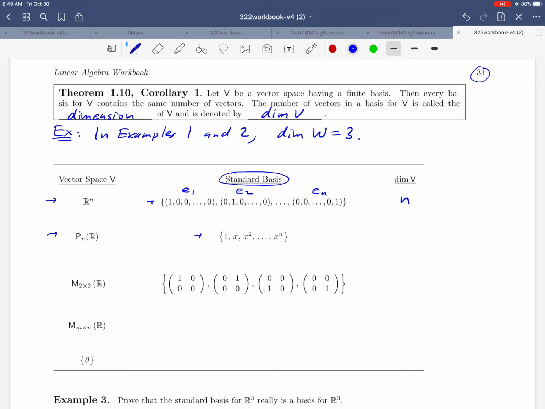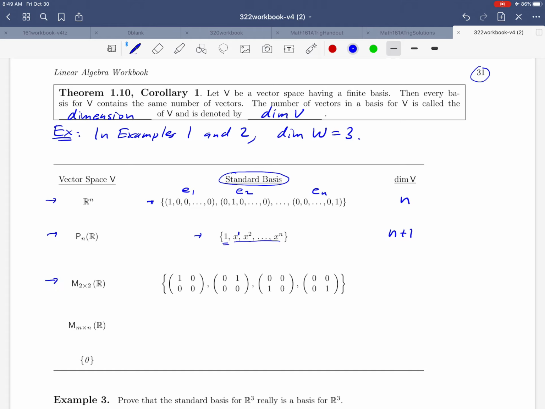How many items are in that set? Well, x is really x to the first. So notice that x to the first through x to the n, that's n elements, but then there's one extra one for the constant term. So we actually have n plus 1 elements in that set. So the dimension of Pn of R is n plus 1.